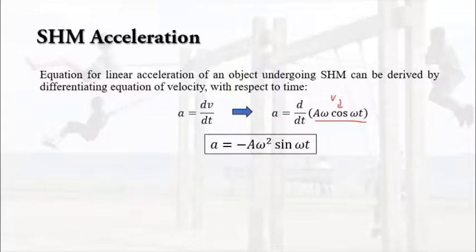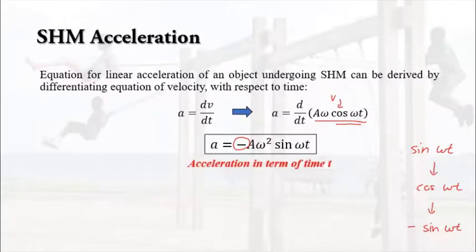Now if you look at the equation, you have a negative sign here. Why? If you remember what I told you just now, when you differentiate sine omega t, you're going to get cos omega t. If you differentiate cos omega t, you are going to get negative sine omega t. Since your v is in terms of cos omega t, after you differentiate cos omega t, you're going to get negative sine omega t. So this is the equation in terms of time.